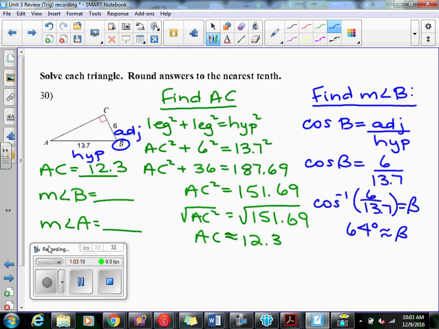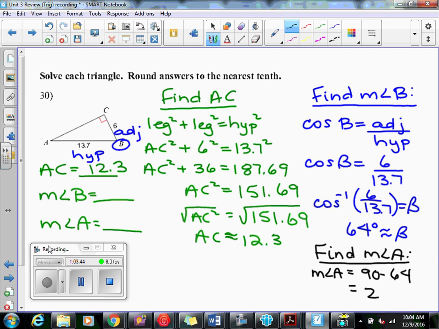Now, the last thing we need is to find angle A. That's not a problem. How do we find the measure of angle A? Okay, we're going to do the measure of angle A equals 90 minus 64. You get the idea. The measure of angle A is 26 degrees. Okay, any questions on that?